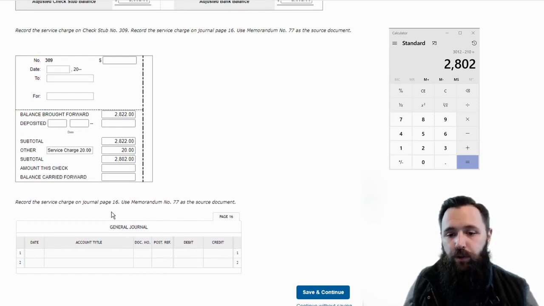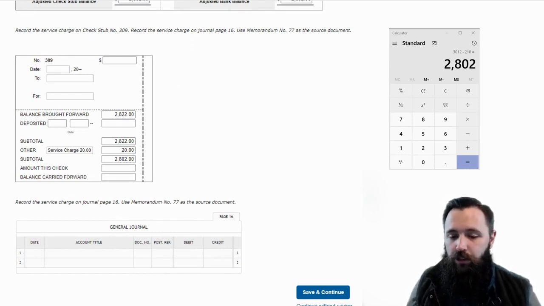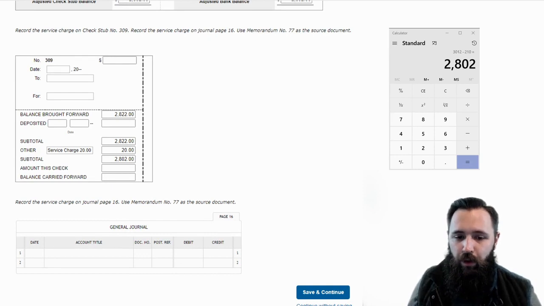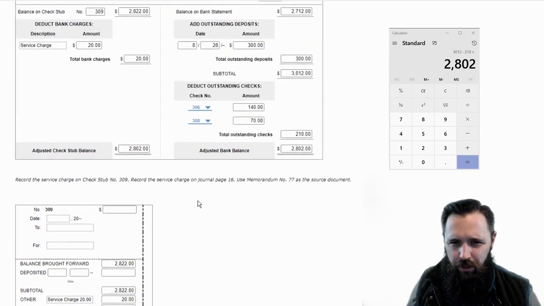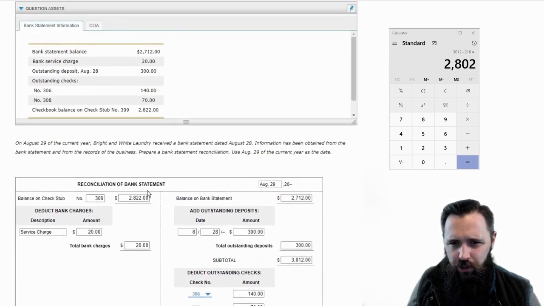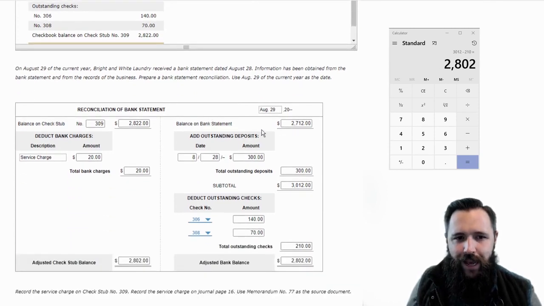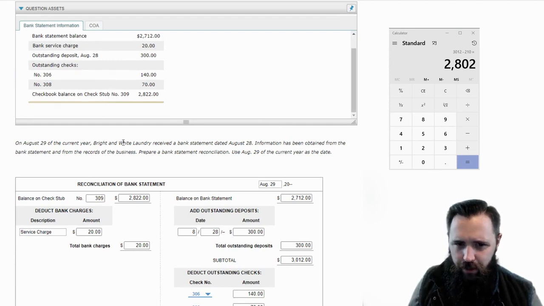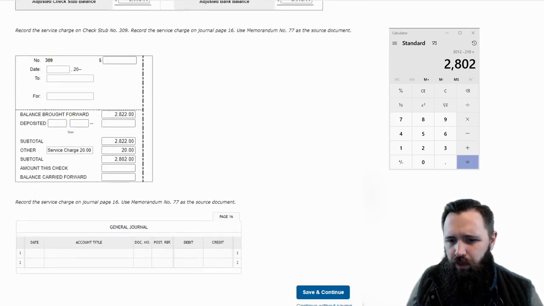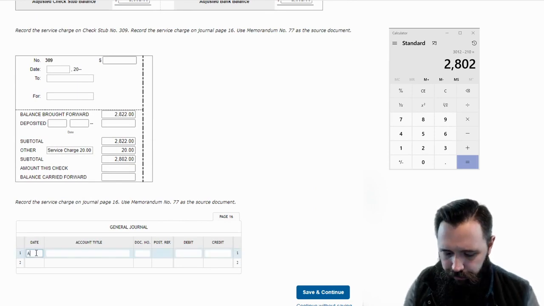Last thing we need to do is record the service charge on journal page 16. Use memo number 77. So when we look at this, let's just look at this service charge. And we are going to record it as August 29th, when we actually had our reconciliation of our bank statements. Just want to look at this real quick. It doesn't give a date for anything else. So we're going to use August 29th.